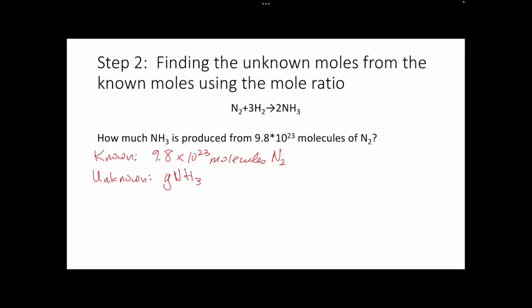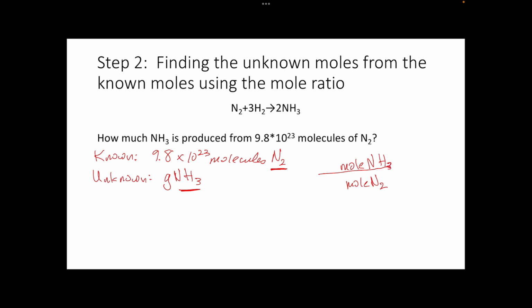All right, so now we're going to need to use our mole ratio. Now we're going to want to go from N2 to NH3. To do that, we're going to use the mole ratio. So we're going to want to know how many moles of N2 there are for moles of NH3. Remember, what you want to know, the unknown, should be on the top.